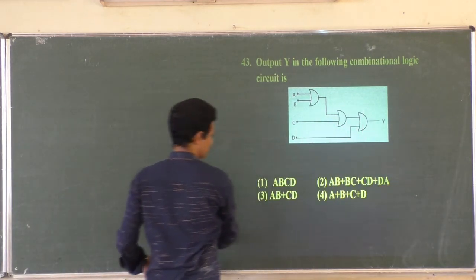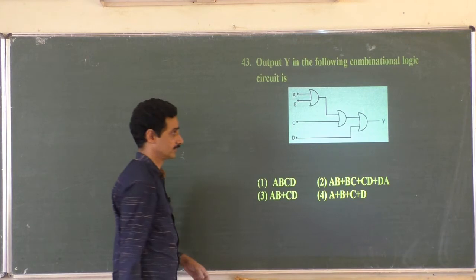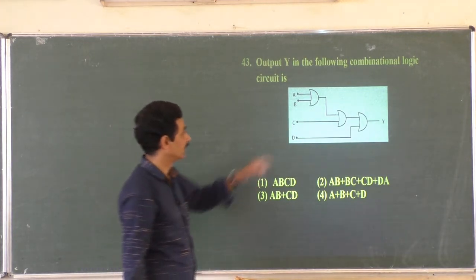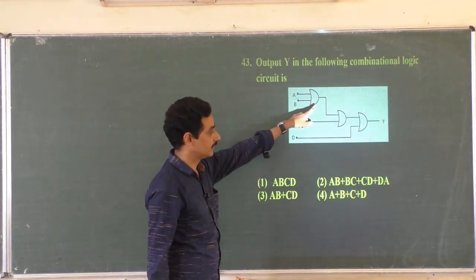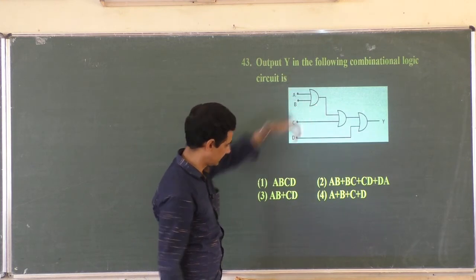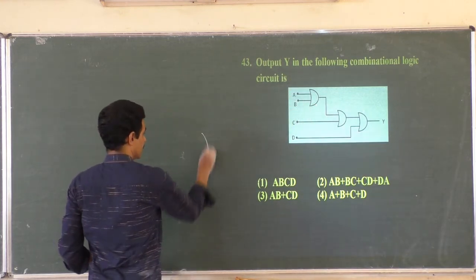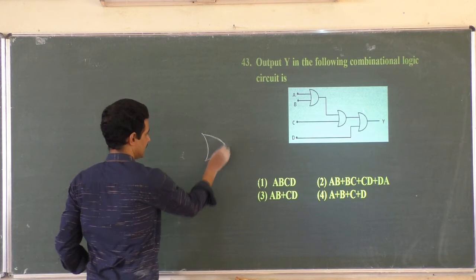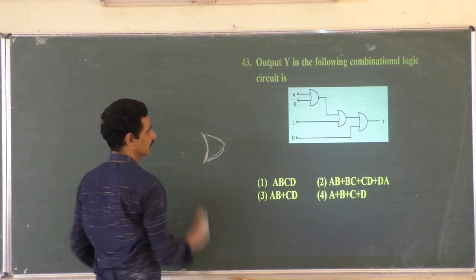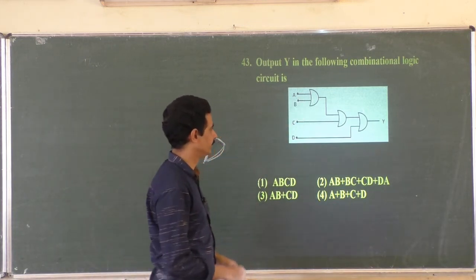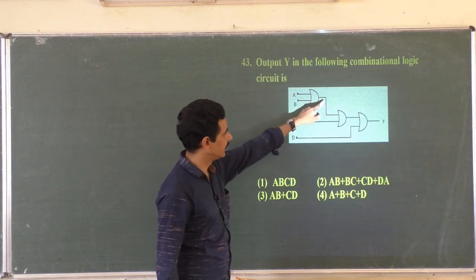Very simple output. What is the output of the circuit? You can do it here only. OR gate, right? It is OR. It is not AND. It is curved like this, a little bit. It is very confusing, but this is curved. So OR gate. A plus B here.